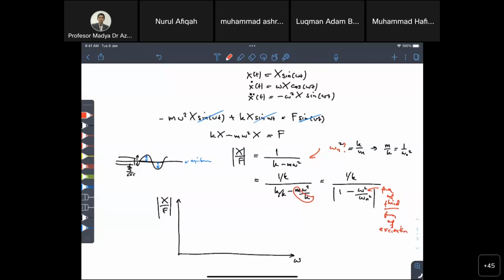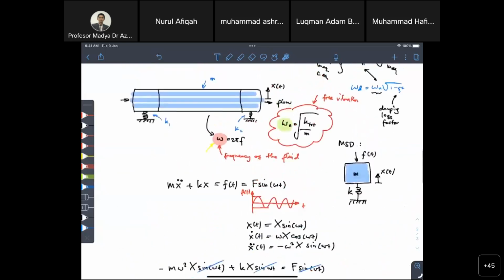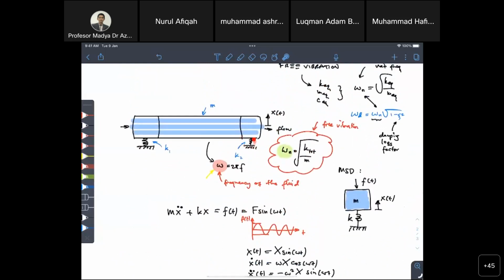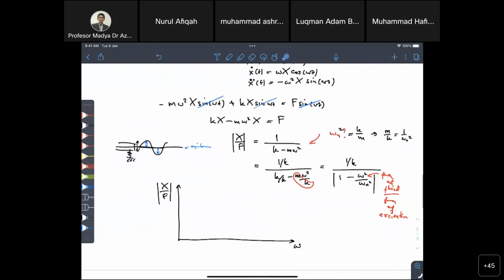So what happens if the frequency is much lower than the natural frequency of the pipe? Remember, the pipe already has a natural frequency, which depends on the k, which depends on the structure of the pipe. What is the stiffness of the spring? What is the mass of the pipe, and the mass of the fluid and everything? So it has its natural frequency. So what happens if the frequency of the fluid flow is much lower than the natural frequency of the pipe?